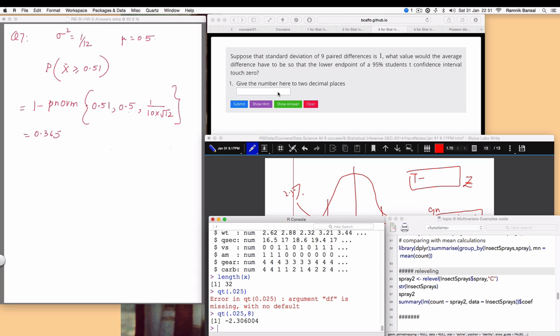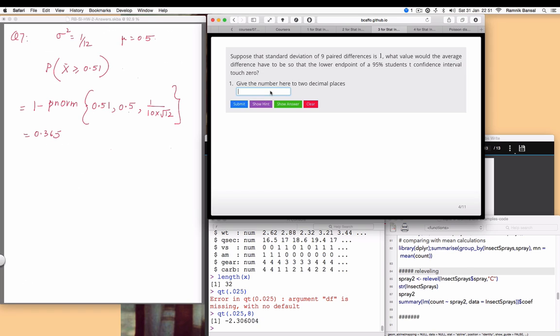What would the average difference have to be? I hope the square root of n division has not been left out. Suppose we already took it into account in qt. No, it came from the percentage, right? That has taken care of it. Now what we are saying is that the standard deviation is 1. Suppose the standard deviation of the 9 pair differences is S. Then we may need to divide it by the square root of 8. No, I think this is what it should be. Let's just try this out.